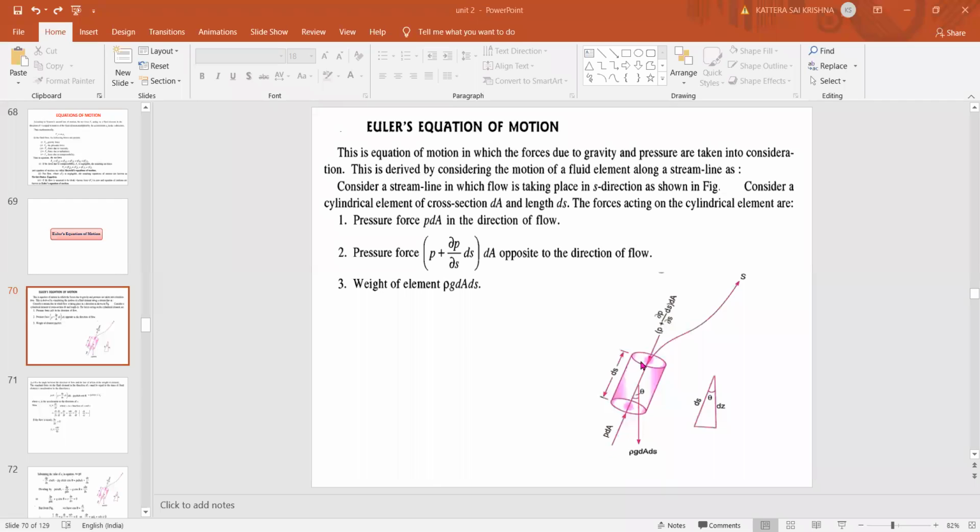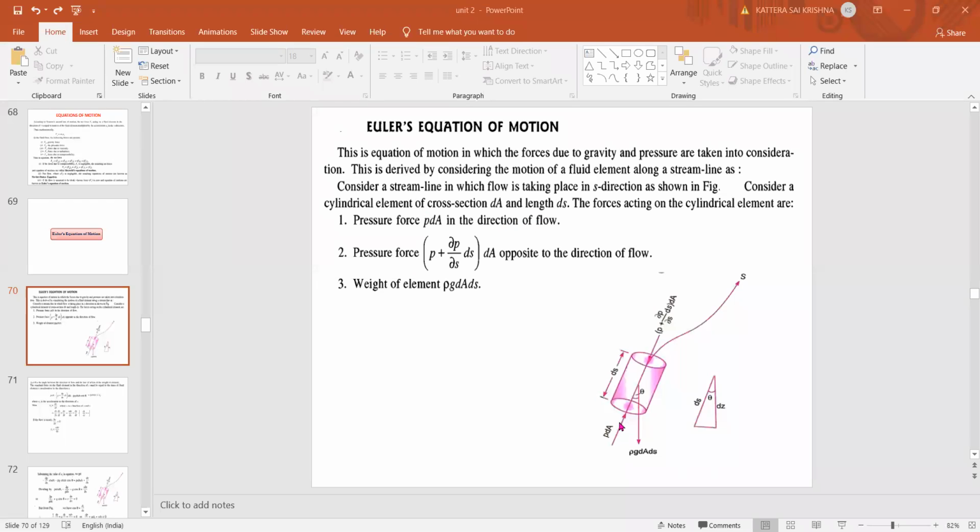In the image, along this streamline, we are considering a cylindrical fluid element. On the surface here, throughout the area, there is a pressure. That pressure force I am taking as P times dA, PdA, which acts along this direction towards the fluid element. So the pressure force PdA is in the direction of flow.